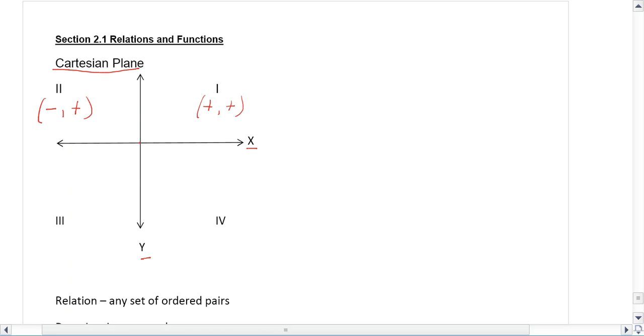Again, starting at the origin here, where x is negative and y is negative, puts us in quadrant 3. And here, where x is positive and y negative, puts us in quadrant 4.